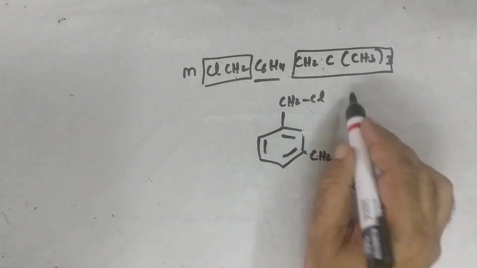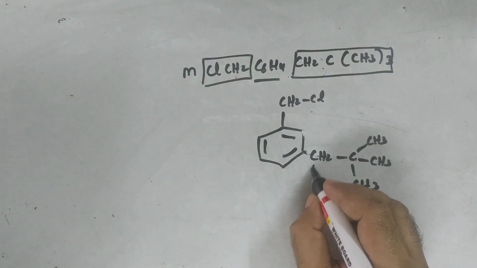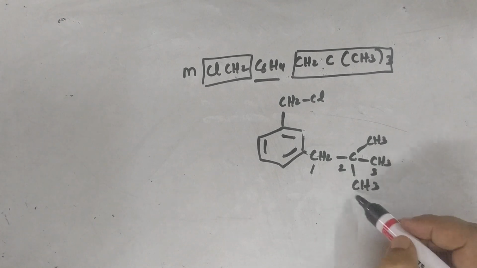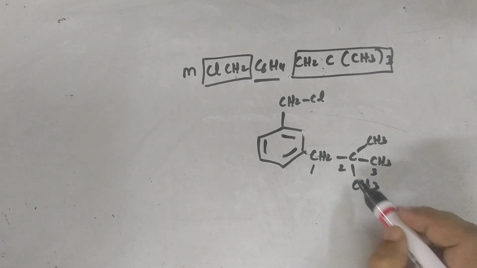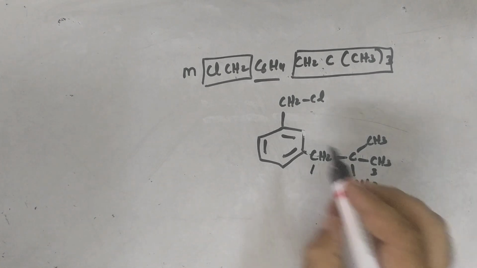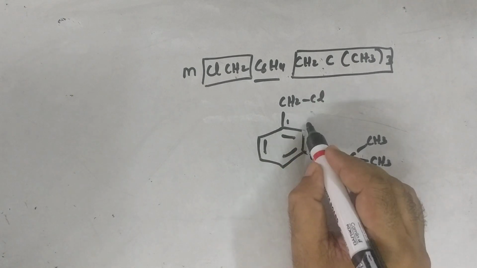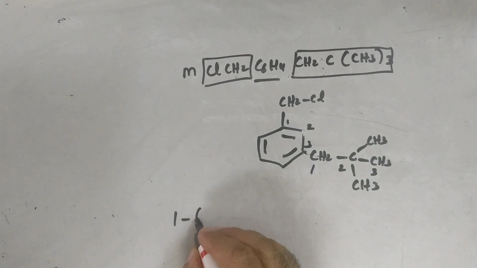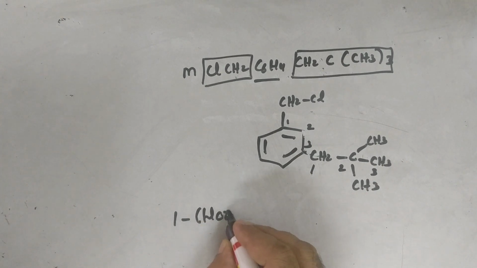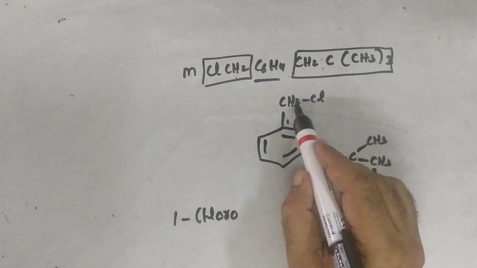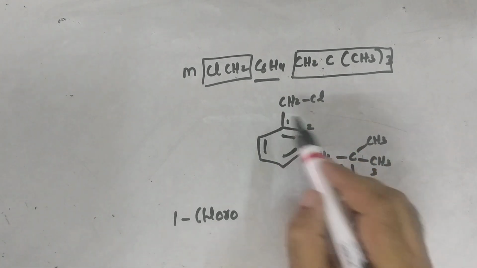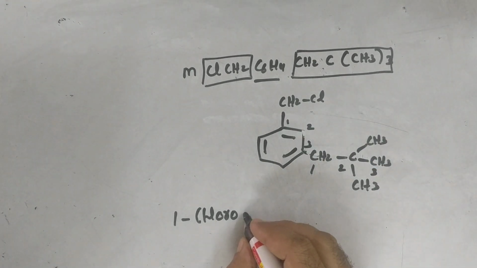So this is a chloromethyl and this has to be numbered separately: 1, 2, 3. This group is nothing but 2,2-dimethyl propyl. So 1, 2, 3. It will be called as 1-chloromethyl. Why is it chloromethyl? Because if it was CH3, it is methyl. It is having a Cl instead of hydrogen, so it can be called as chloromethyl. Derivative of methyl group, chloromethyl.